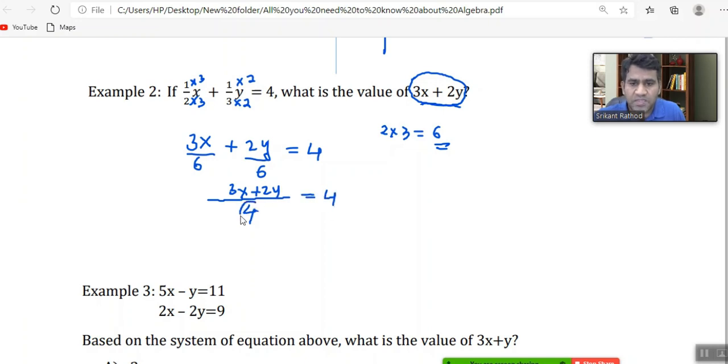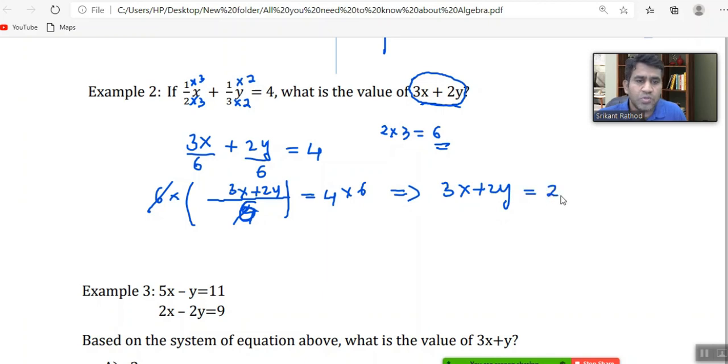Sorry, 6 is the common denominator, not the 4. So 3x plus 2y over 6 equals 4, but I need the value of 3x plus 2y, so I have to get rid of this 6. So multiply 6 on both sides, and you'll get 3x plus 2y equals 24. This is one of the options available here. So 3x plus 2y is equivalent to 24.